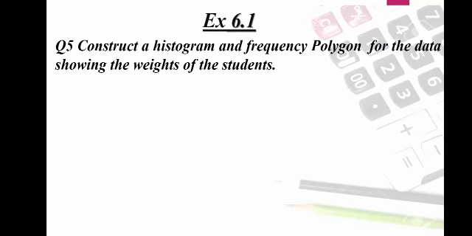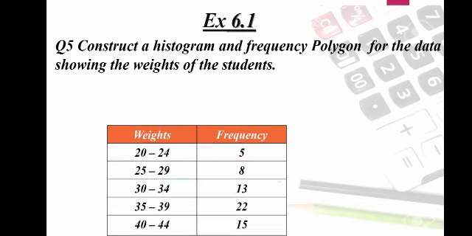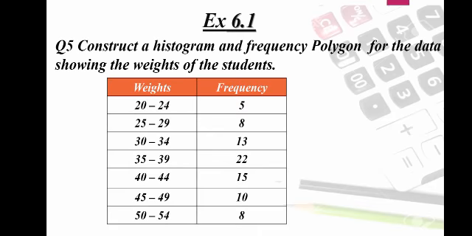In exercise 6.1, question number 5 is: construct a histogram and frequency polygon for the data showing the weights of the students. Weights are given, frequency is given. Whenever the classes and frequency are given to you, it means that it is grouped data. So the weights are 20 to 24 and the frequency is 5, 25 to 29 the frequency is 8, 30 to 34 the frequency is 13, 35 to 39 frequency is 22, 40 to 44 frequency is 15, 45 to 49 frequency is 10, 50 to 54 frequency is 8.